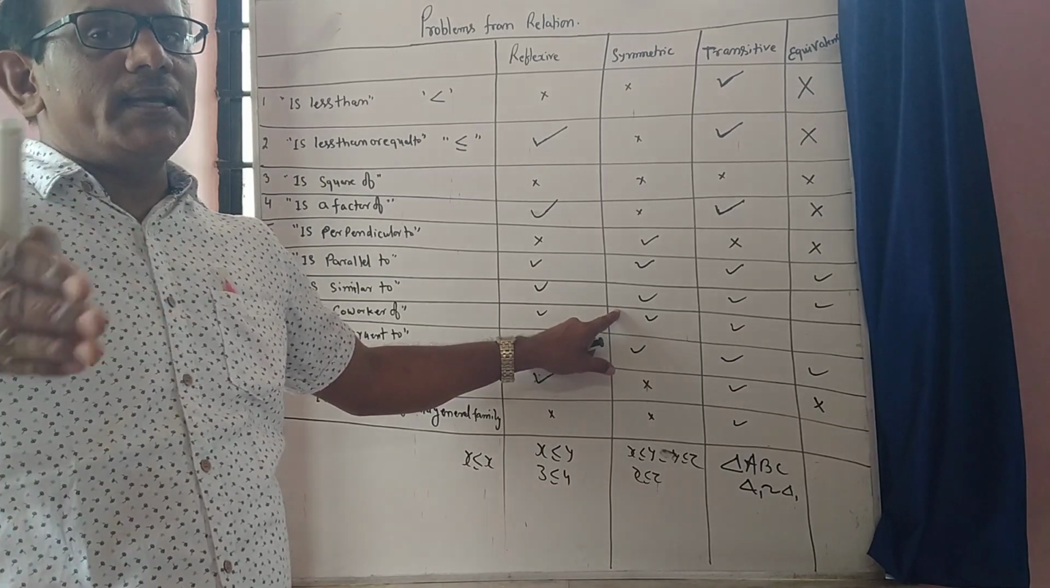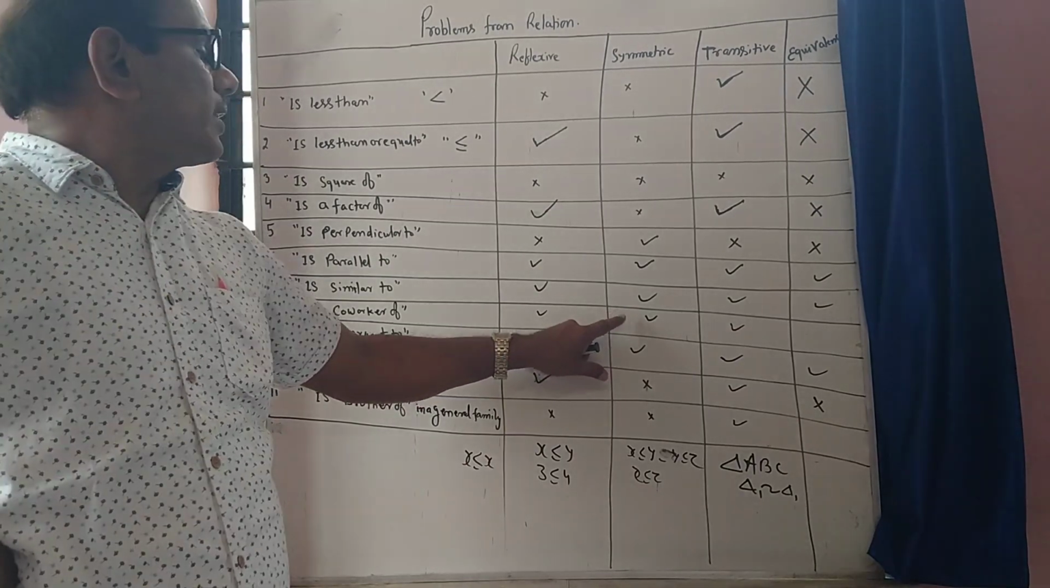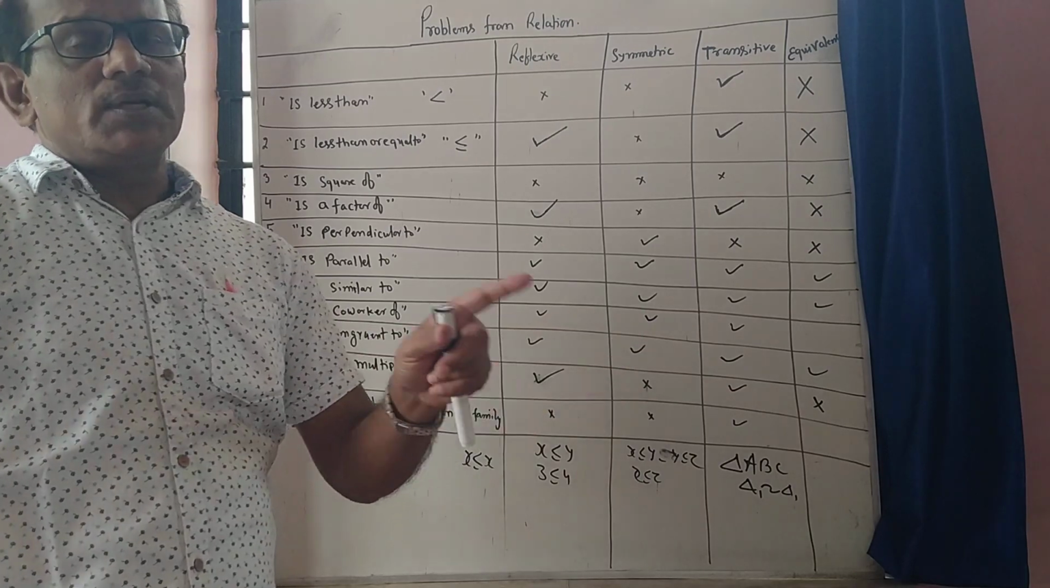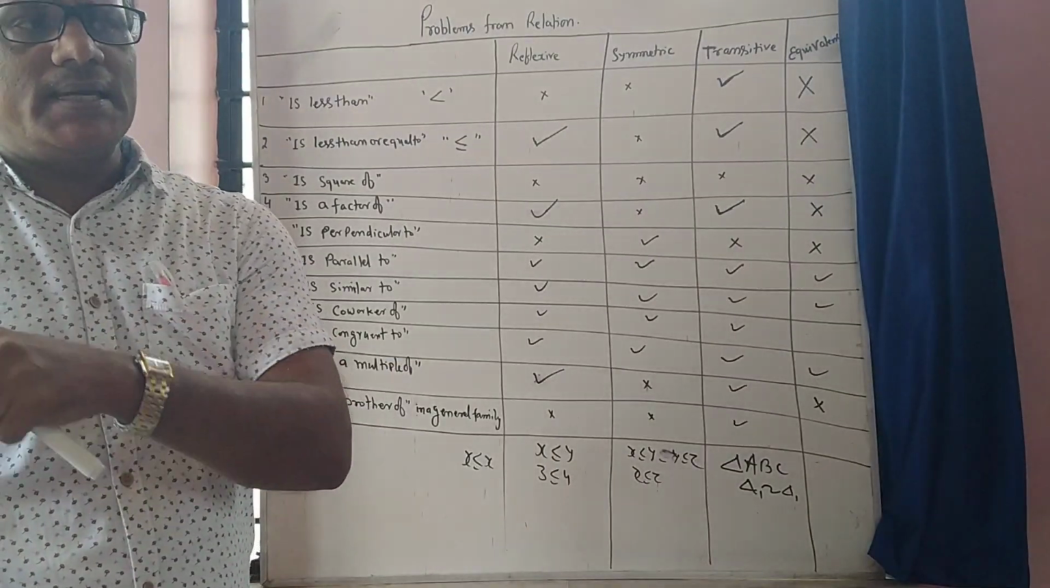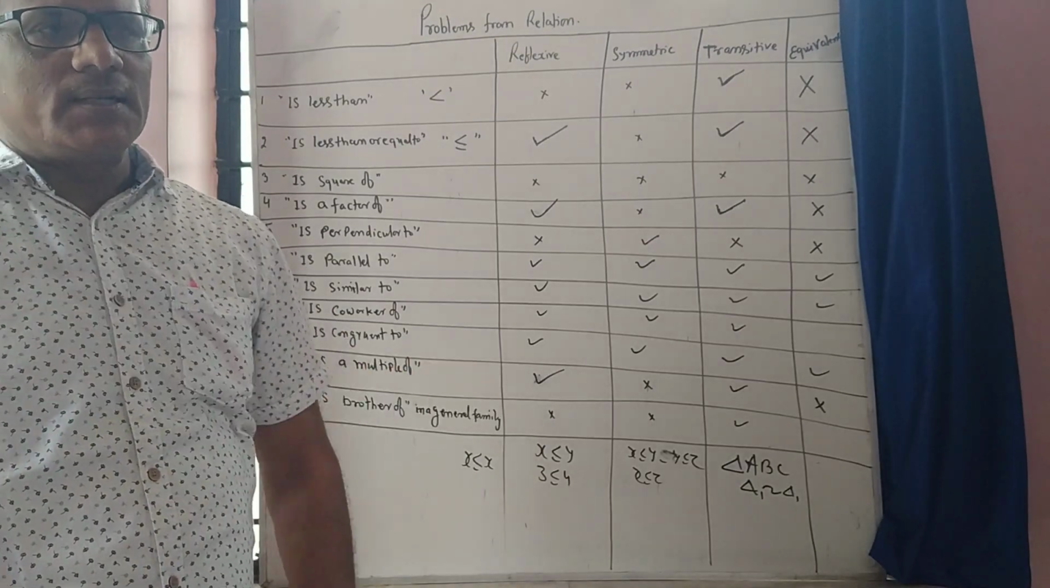Co-workers working together in the same office. So therefore it is symmetric. If X is working with Y and Y also sits with Z, then X also sits with Z. So therefore it is a transitive relation.